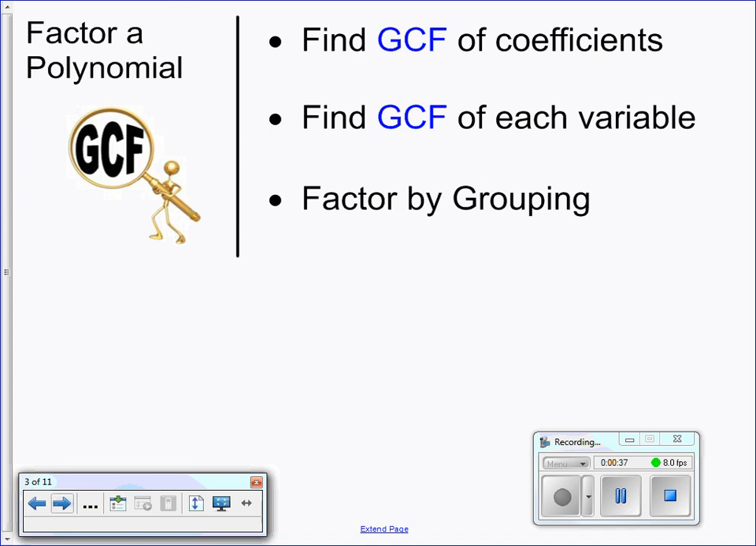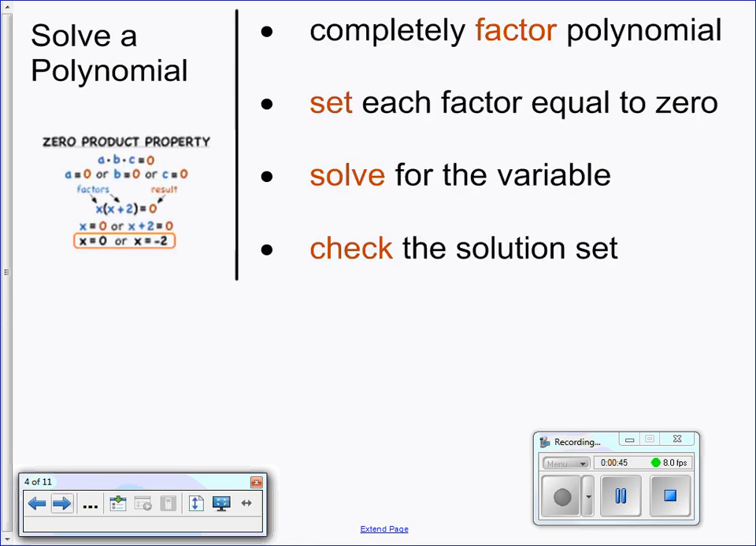So when we factor a polynomial, remember we find the GCF of the coefficients, and then we find the GCF of each variable, and factor by grouping. To solve one, we have to completely factor it, and then we set each one of the factors equal to 0. We solve for the variable, and then plug those two answers back into the original equation, the original binomials, and check and see if they're correct.